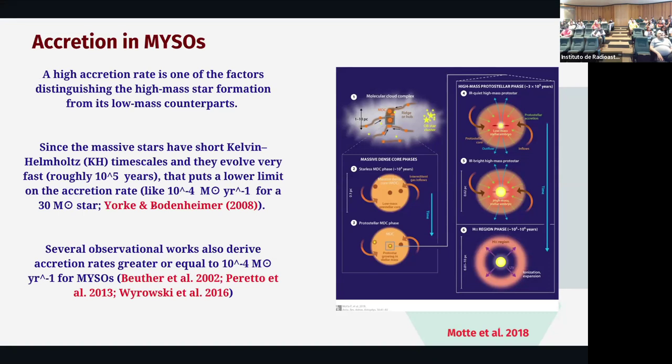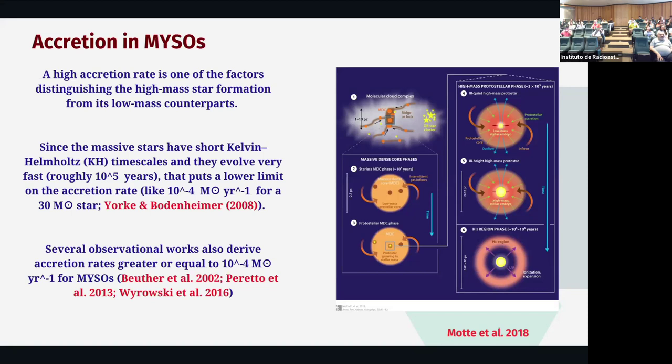As you know, massive stars are formed in hub-filament kind of structures, where hubs accrete material from filaments, which are overdense structures and the birthplace of massive stars. This cartoon diagram depicts the various phases of the evolution of a massive star, taken from the review article of Motte et al. 2018. A distinguishing factor between massive star formation and its lower-mass counterpart is the higher mass accretion rate.